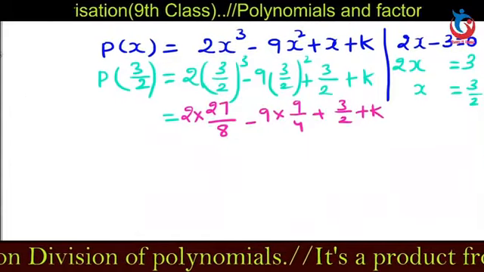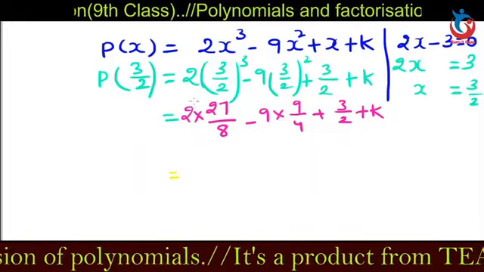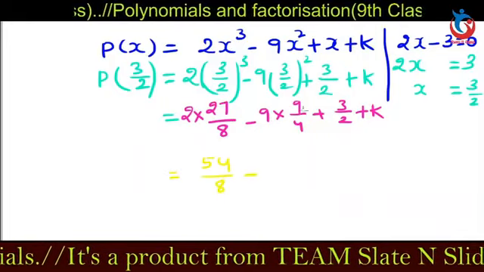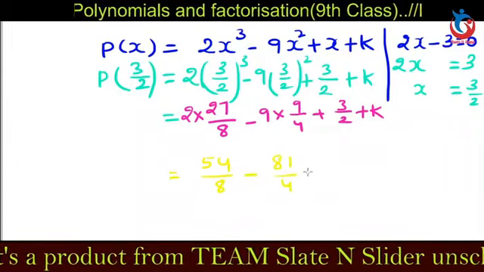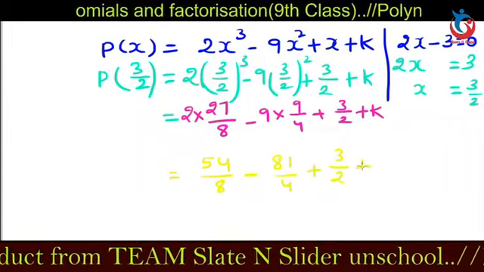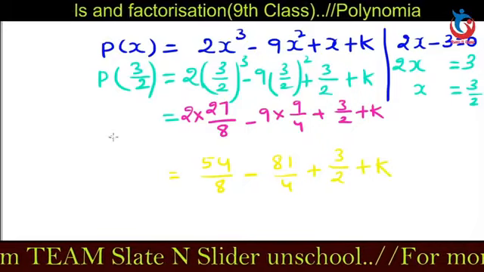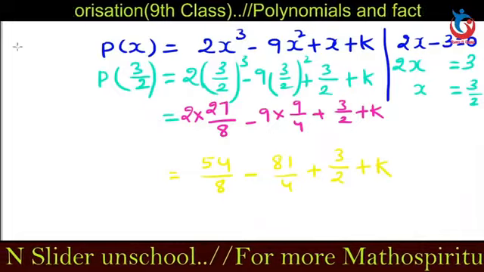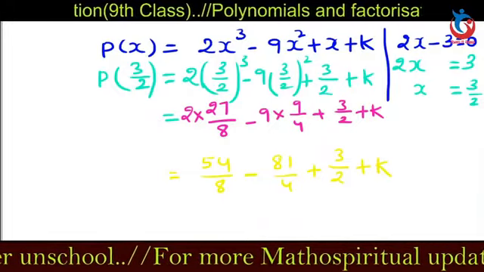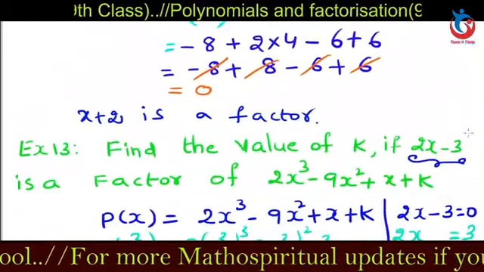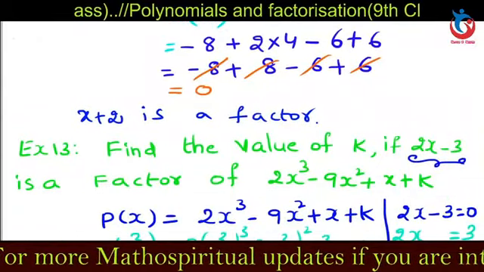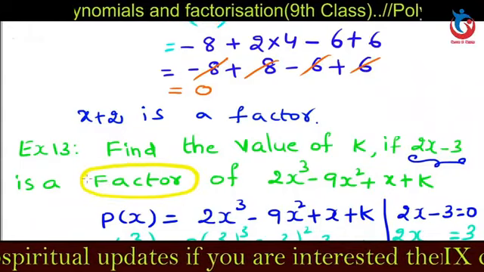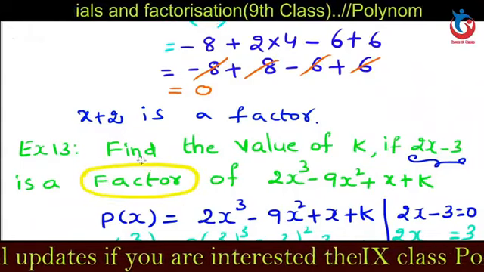So 2 into 27 by 8, that is 54 by 8, minus 9 into 9, 81 by 4, plus 3 by 2 plus k. Here I left the left hand side of this equal symbol. Why? Because we go through the question first. In the question, here one word is there. What is that word? That is factor. Yes. So we did not use this word.